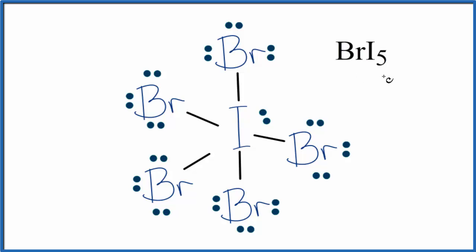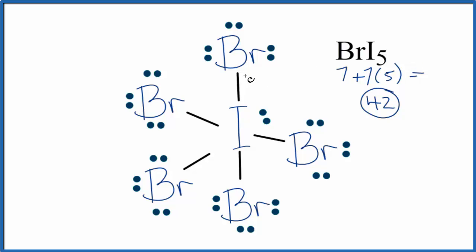So for BrI5, the first thing for Lewis structures, we count the valence electrons. Bromine and iodine are both in group 17, so 7 valence electrons. 7 plus 7 times 5 gives us 7 plus 35, 42 total valence electrons for the BrI5 Lewis structure.